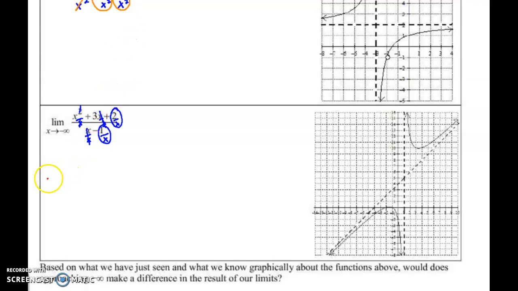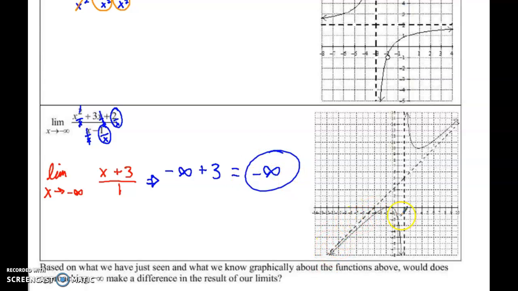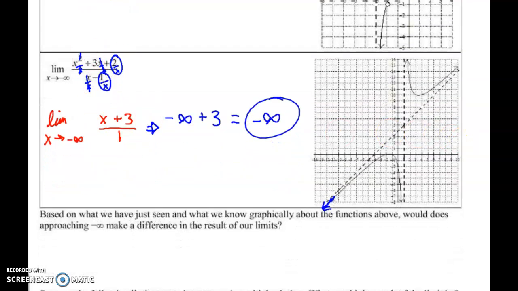So what we really have is the limit as x goes to negative infinity of x plus 3 all over 1. Well, if we do our substitution, we would get negative infinity. I think I'd be fine to have an equal sign, but I'm going to try and keep everything consistent. If you add 3 to negative infinity, you still get negative infinity, which agrees with the graph. This y value is going infinitely down for this curve. So that's where negative infinity comes into play.